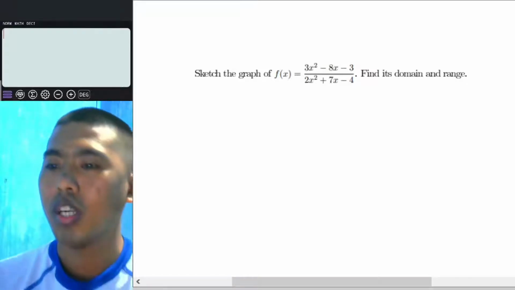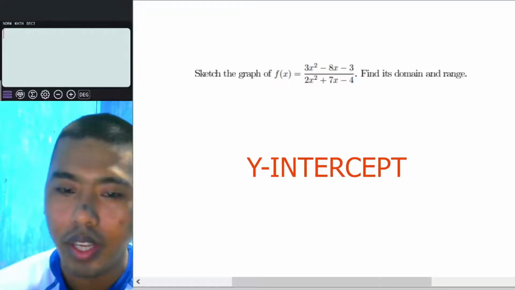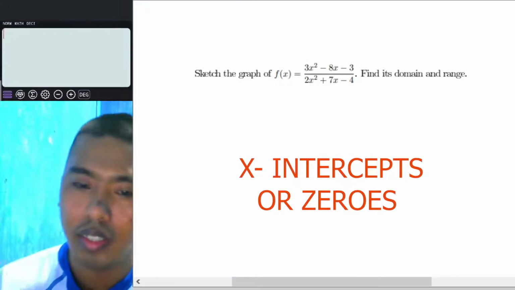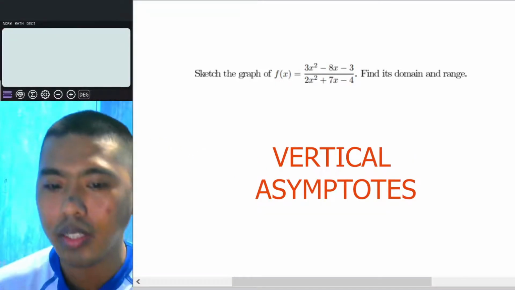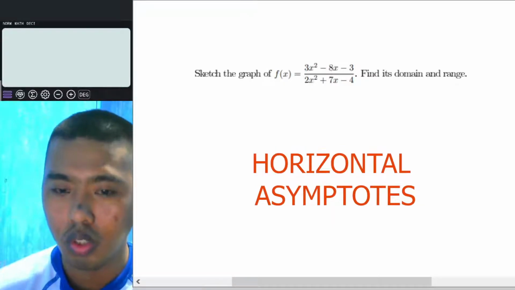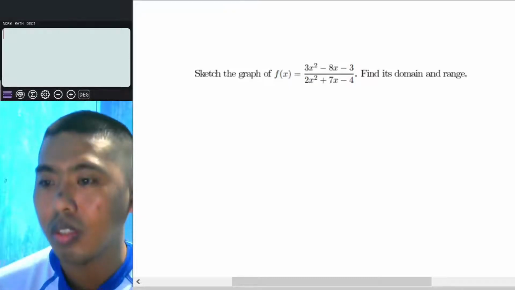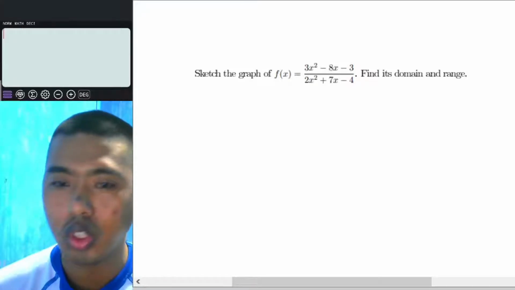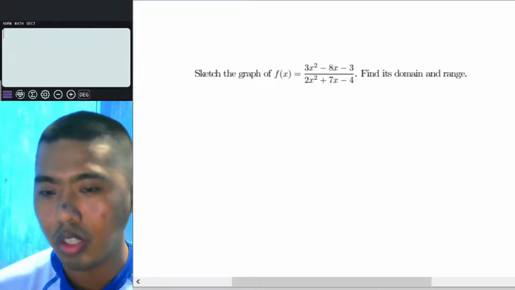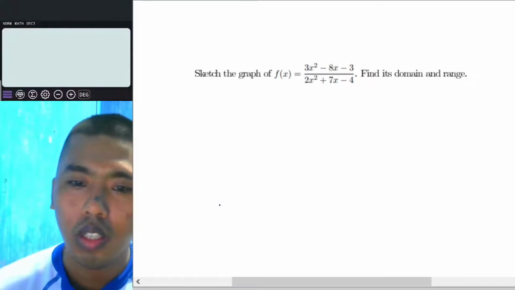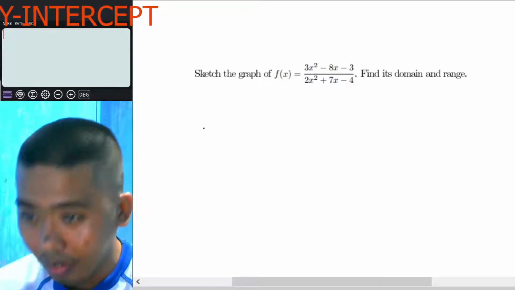So in order for us to sketch this graph, we will be answering the y-intercept, the x-intercepts, or somehow we call it zeros, the vertical asymptotes, and the horizontal asymptotes. After that, we can graph this function, and after that we can identify the domain and the range. Alright, so let's try first to find the y-intercept.